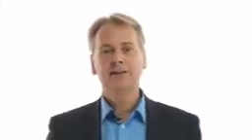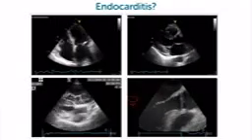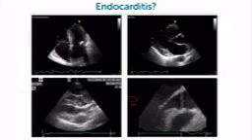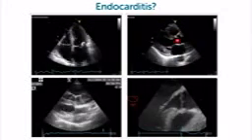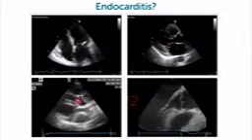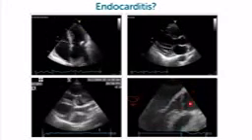But not everything that looks like endocarditis is really endocarditis. Here are 4 examples. Do you think any of these patients has endocarditis? Take a look at this structure here. Does the valve here look normal? What about this here and this here? And do you see anything around here?